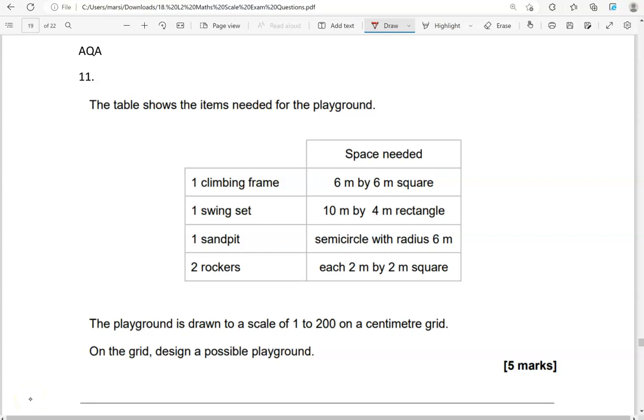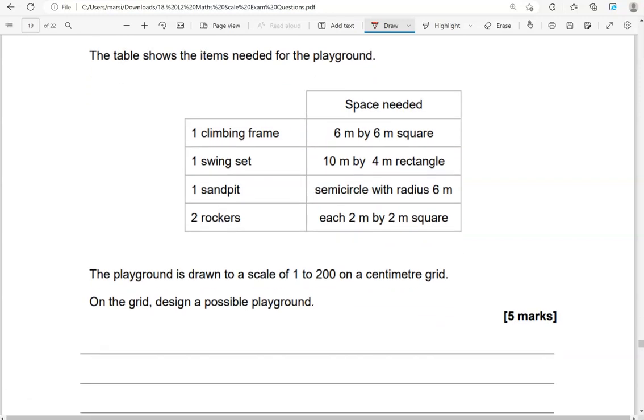The table shows the items needed for the playground. We've got one climbing frame, space needed 6 meters by 6 meters square, one swing set, 10 meters by 4 meters rectangle, one sandpit semicircle with radius 6 meters, 2 rockers, each 2 meters by 2 meters square. The playground is drawn to a scale of 1 to 200 on a centimeter grid. On the grid, design a possible playground.